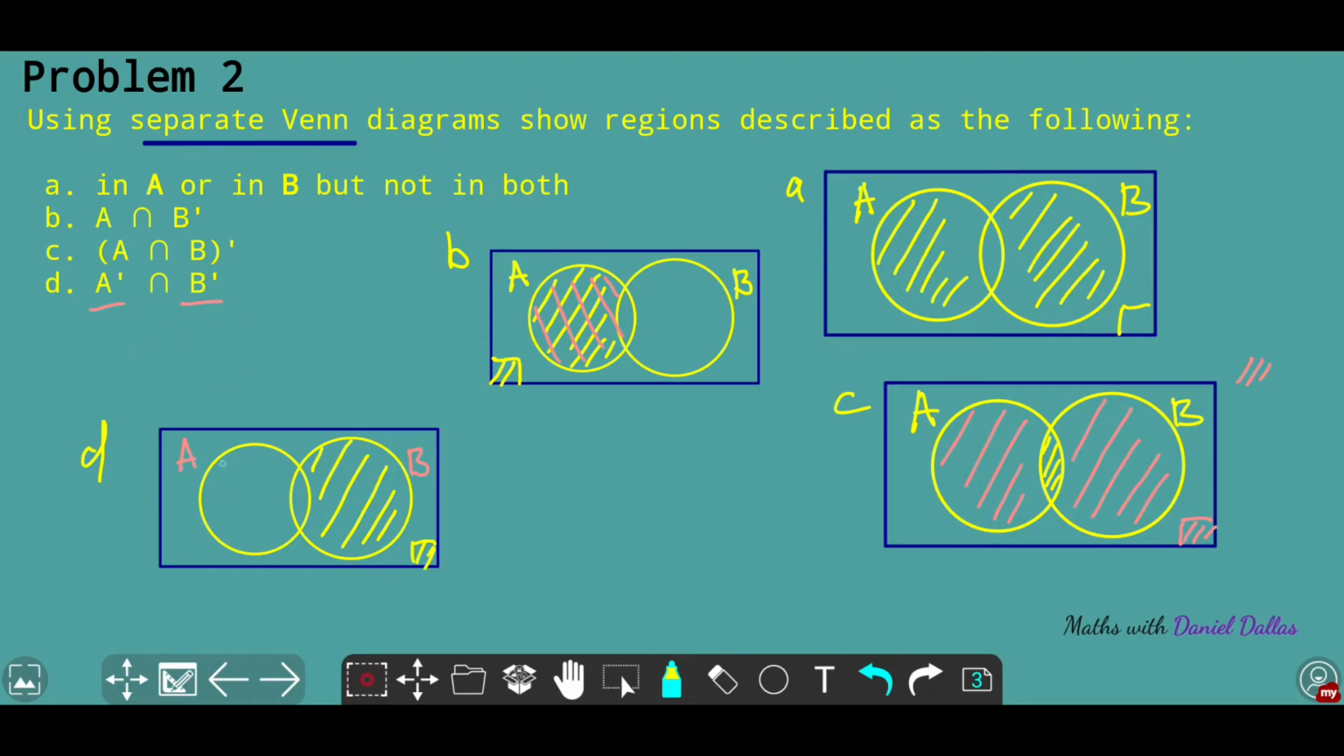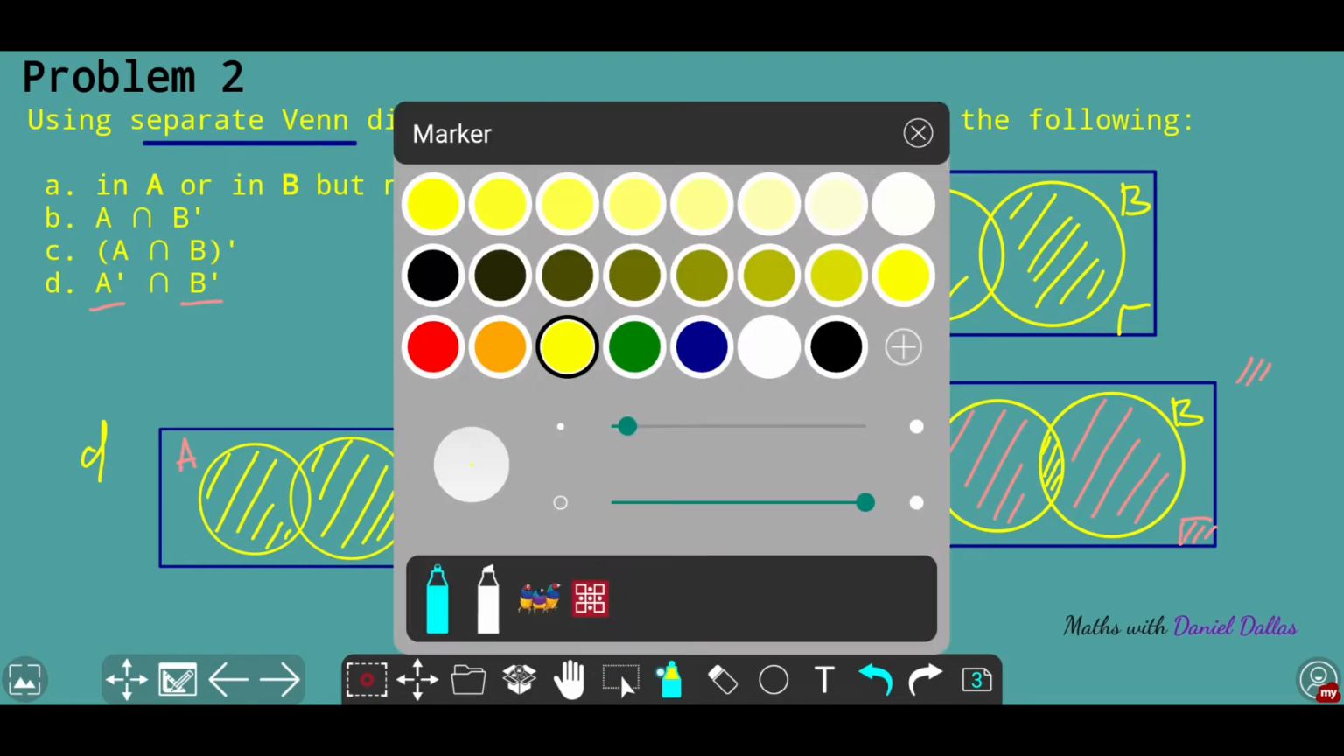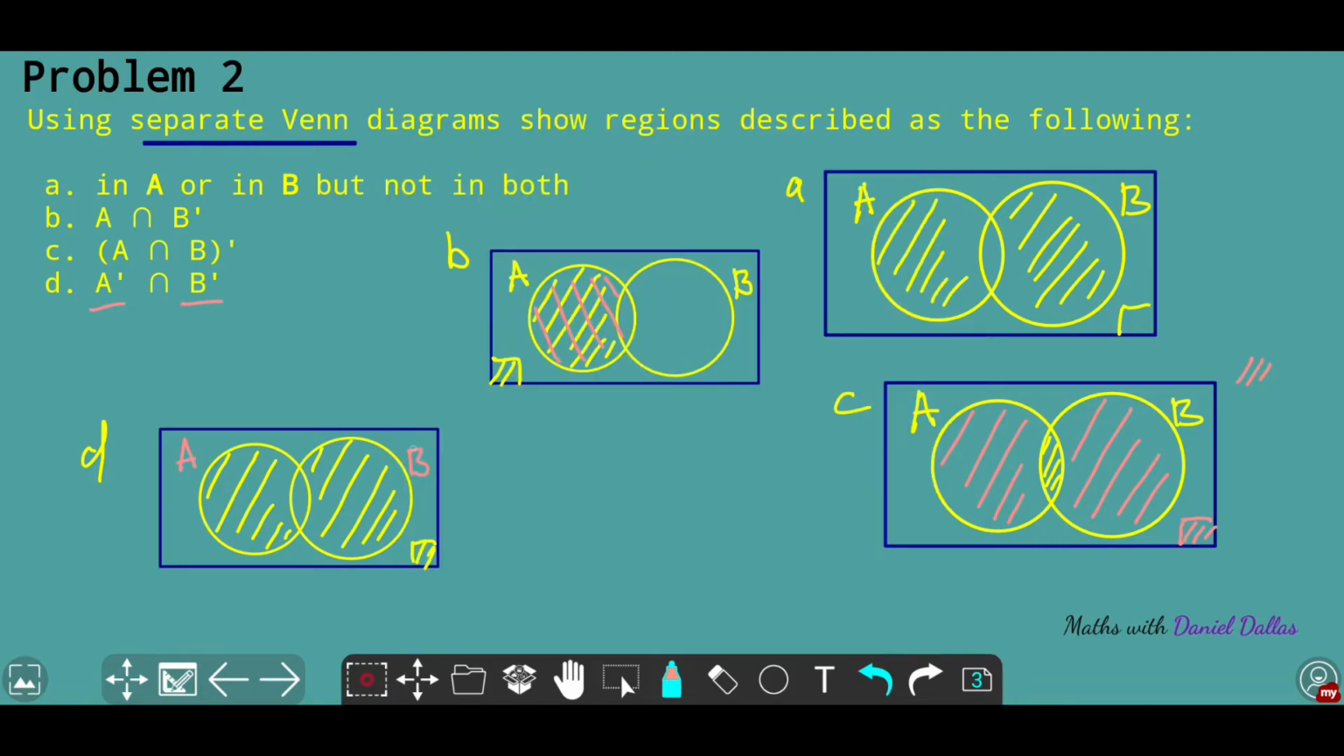Not B means only A, and again this part, which I shade with this sort of shading. So I'm going to use this part and also this part. Maybe it's too early for yellow shading for A, so I'm just going to use the pink one for only A. That means not B, everything outside the circle B. It's also here.